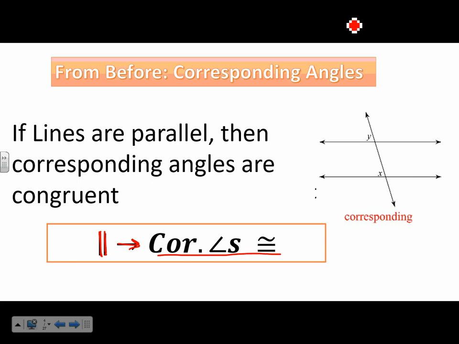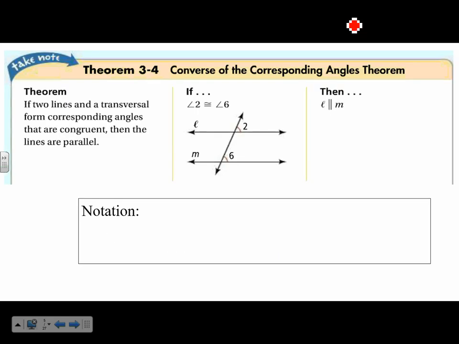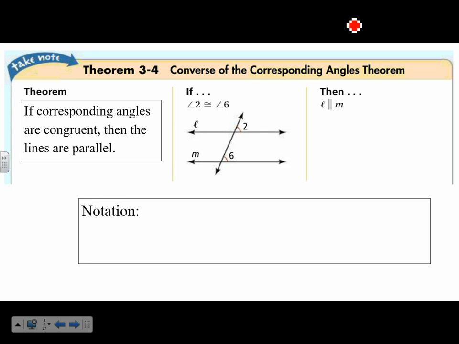Well, now they have another complicated definition. If two lines and a transversal form corresponding angles that are congruent, then the lines are parallel. So it's a little bit easier: if corresponding angles are congruent, then the lines are parallel. Again, we just switch the hypothesis and conclusion.